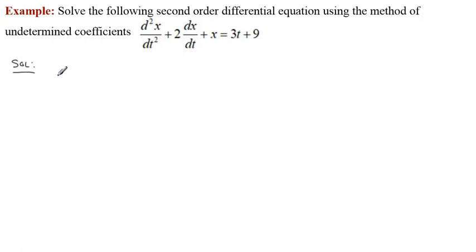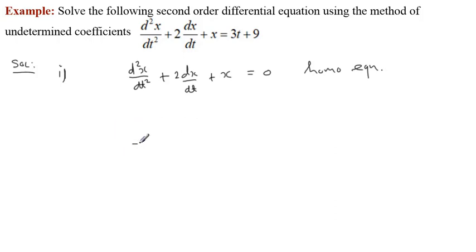Solution. Again, the first step will be to ignore the right hand side, and set this equation as a homogeneous equation. Then we've got d2x/dt2 plus 2 dx/dt plus x equals 0. That is a homogeneous equation. I'll write just here homo eqn for equation.